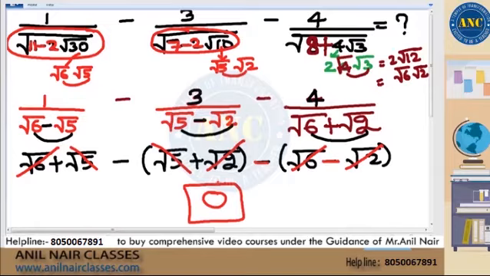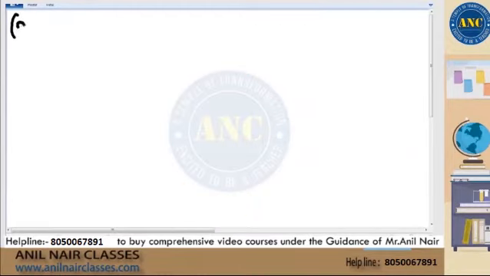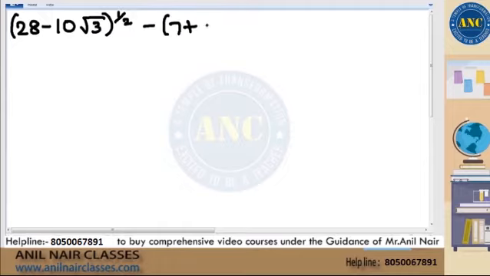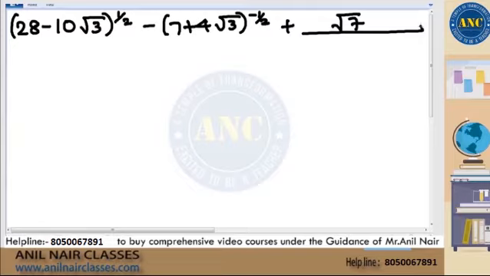Again another question. See here, sir, how easily, how beautifully we can solve. Question is (28 minus 10 root 3) whole to the power of 1 by 2 minus (7 plus 4 root 3) whole to the power of minus 1 by 2 plus root 7 divided by root (16 plus 6 root 7) minus root (16 minus 6 root 7). Again, I think that it is not a difficult question if you have practiced it well.